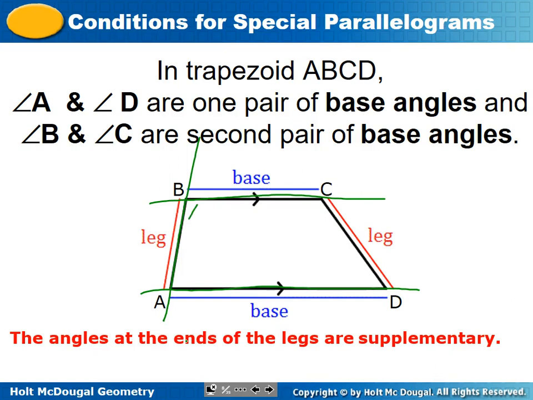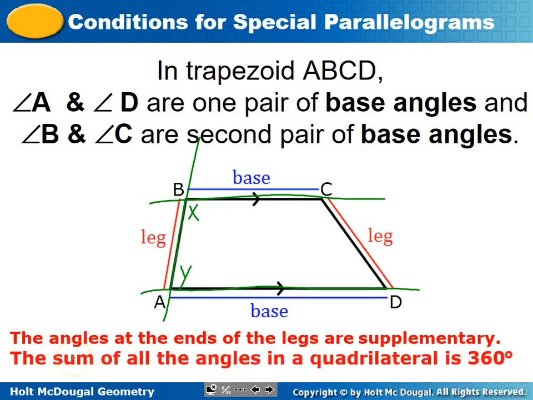And if I talk about angles X and Y, hopefully all of y'all can see that those are same side interior angles. They're on the same side of the transversal, and they're inside the parallel lines. And if you recall from earlier this year, same side interior angles are supplementary. The other property that applies to this is that the sum of the angles in a quadrilateral is 360 degrees.